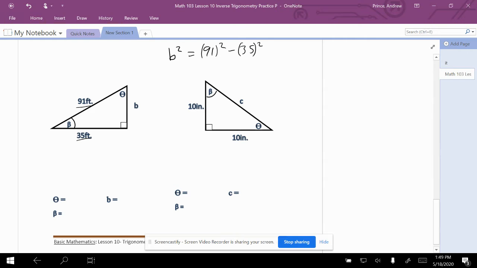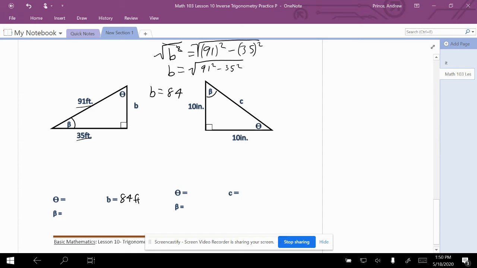So we're skipping a couple steps here now that we're getting comfortable with what we've been doing. So again, this is just another form of Pythagorean theorem. So b is going to equal the square root of these two. b equals square root 91 squared minus 35 squared. Let's punch that in. That gives us 84. So don't forget our units. We're at 84 feet as our missing side.